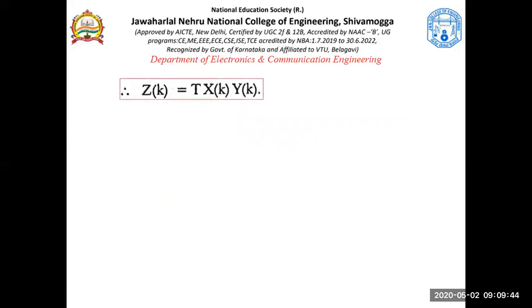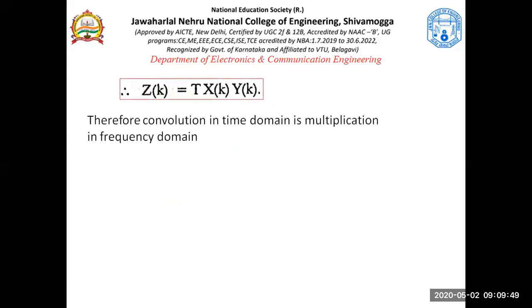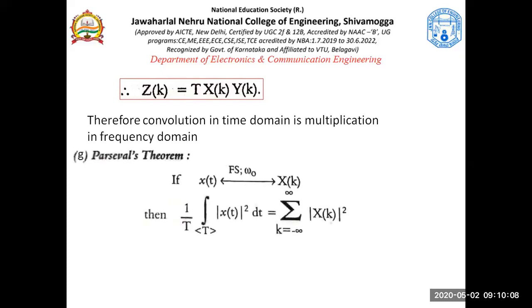So what happened now? What is the thing that we have extracted? What is the thing that we have learned? So therefore, we can say convolution in time domain is multiplication in frequency domain along with the term t, which is the fundamental period of x of t and y of t. Understand this? This is the convolution property. Now, let's see Parseval's theorem.